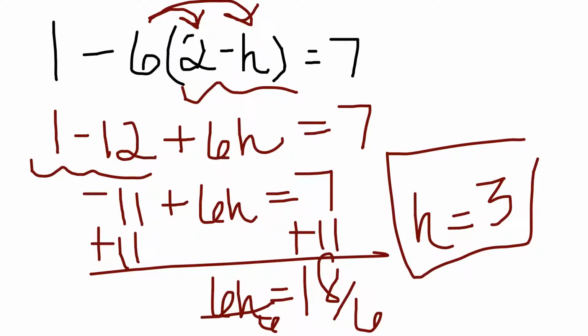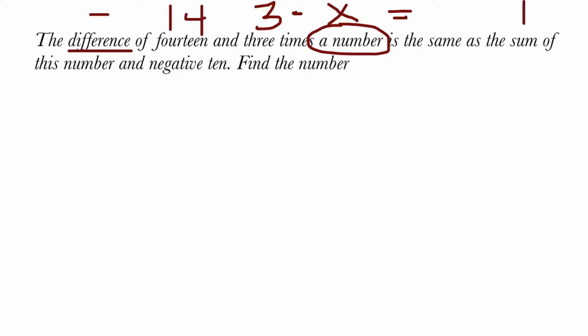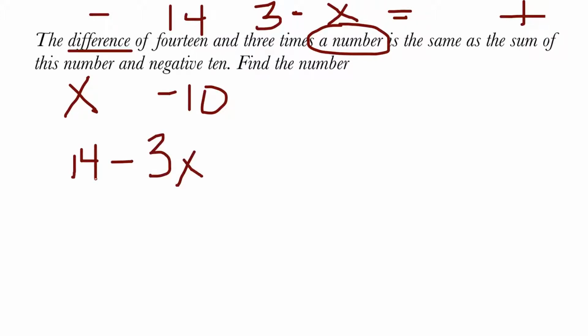All right, next one. In this one, we're saying the difference, which is a subtraction, of 14 and 3 times a number, but I don't know what that number is, which is x, is the same as the sum of this number, which I don't know what it is, so it's x, and negative 10. So let's put that together. The difference of 14 and 3 times the number. So that's going to be 14 minus 3x is the same as this number and negative 10.